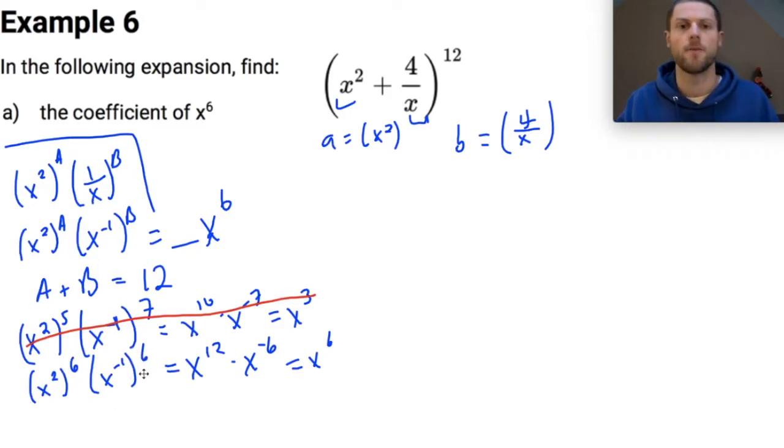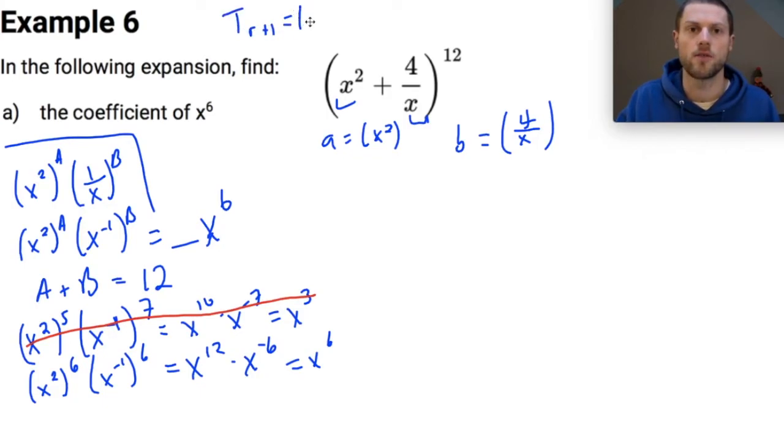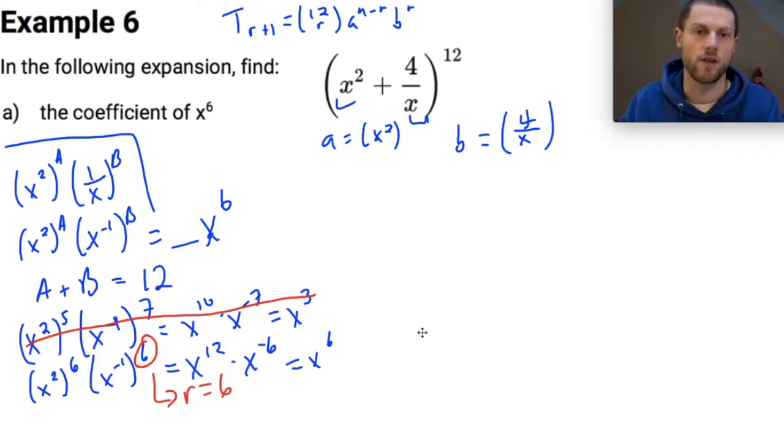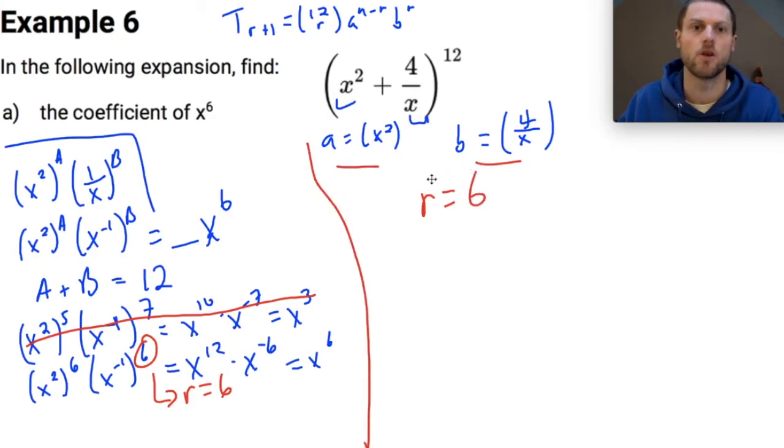Now, if you remember, that general equation, the r plus 1th term, is given by 12 choose r times a to the n minus r power times b to the r power. This r, or the power of b, is whatever the r value is in this expression. So that helps us, because by finding the correct powers for this a and b, this 6 is our r value. Now I'm ready to go back to my original a and my b, and I know that r is equal to 6 when I get a term that has an x to the 6th power in it.